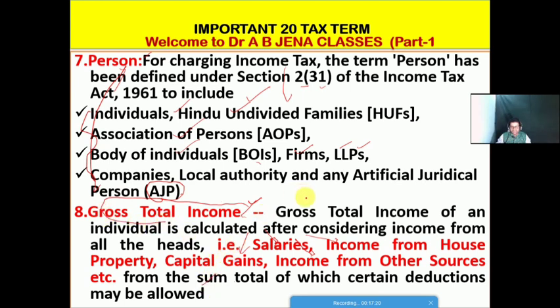Deductions are allowed from section 80C to 80U as per the Income Tax Act 1961. In a separate video, we will discuss what the deductions are. Deductions will be available to the assessee, and total income will be calculated in order to pay the tax.